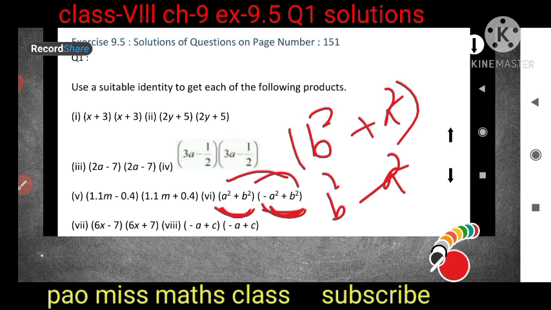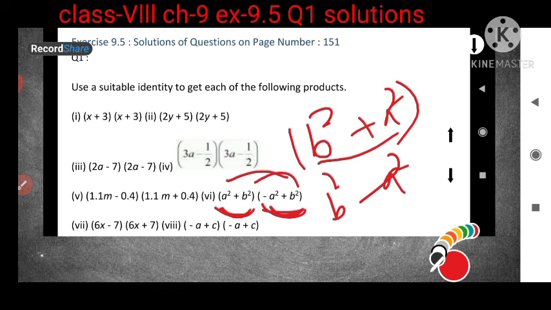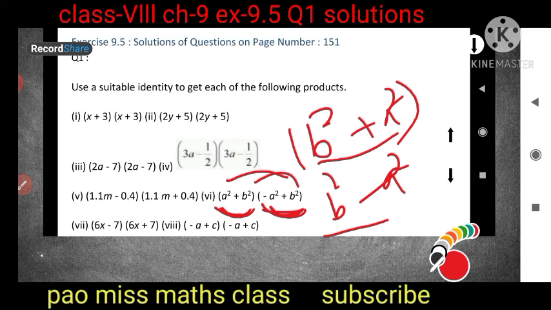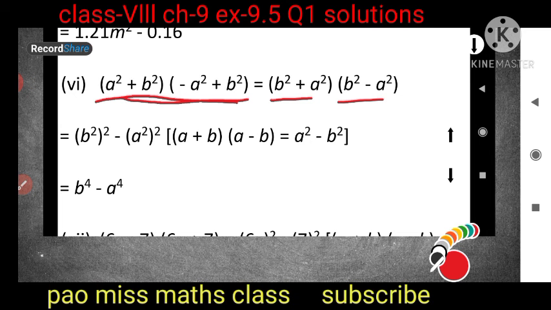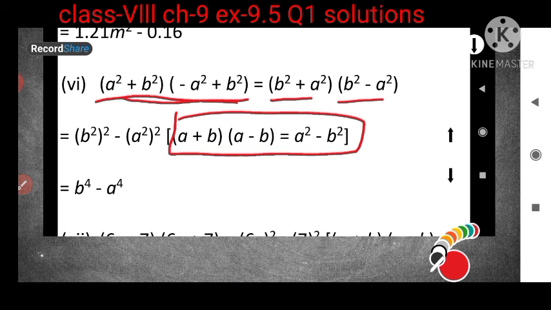So we can alter this and write it like this: (b square plus a square) and (b square minus a square). Now we can use the third identity, (a plus b)(a minus b) is equal to a square minus b square. So we rewrite this so that we can use the third identity.